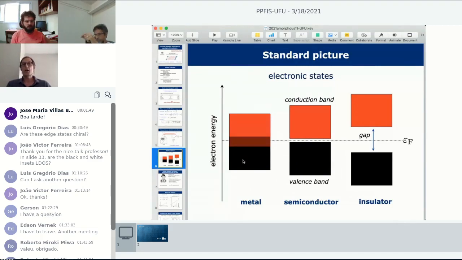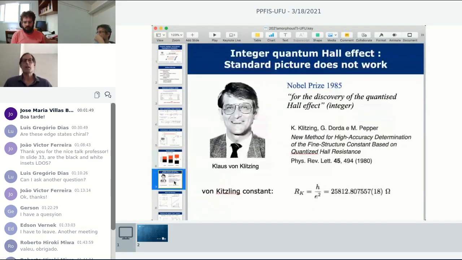Then the cousin or the precursor of the modern topological insulators was discovered in the mid-80s and put this whole nice scenario into question, right? This was the integer quantum Hall effect. And this standard picture that I just showed you doesn't work, because, well, we'll see how. Klaus von Klitzing got the Nobel Prize in '85, and the original paper is this.